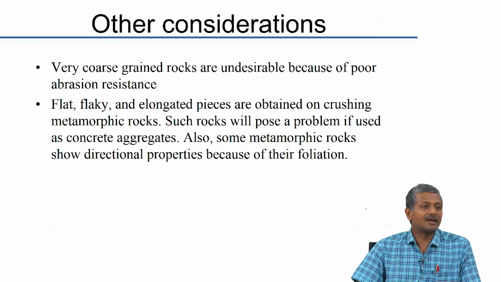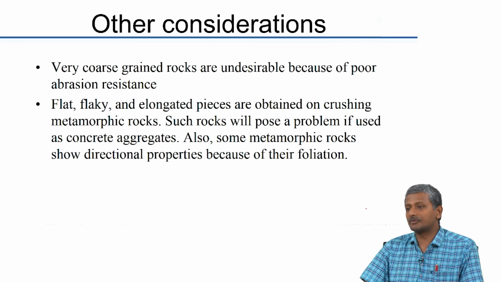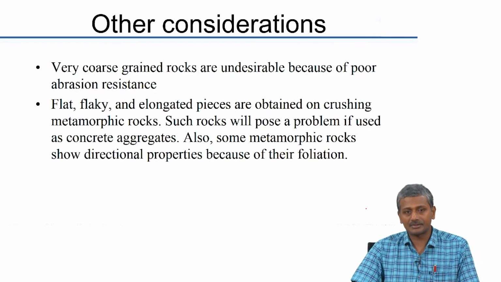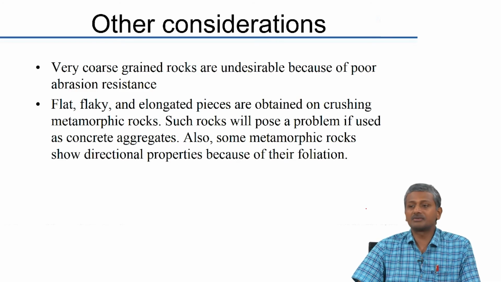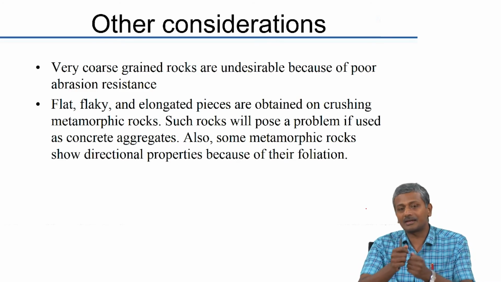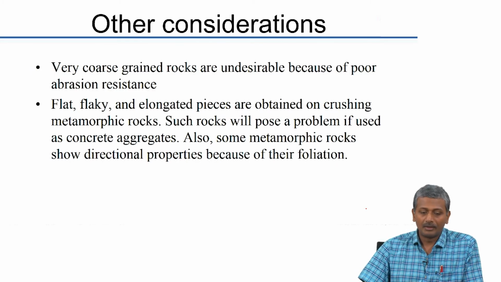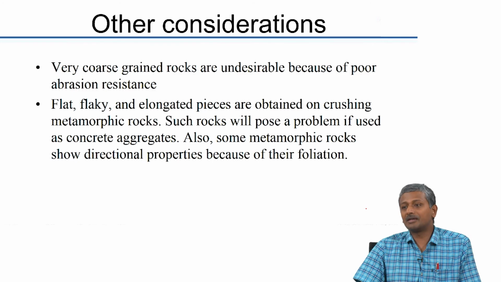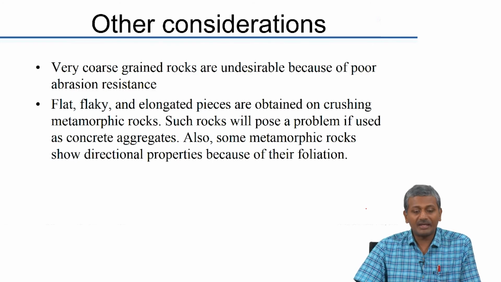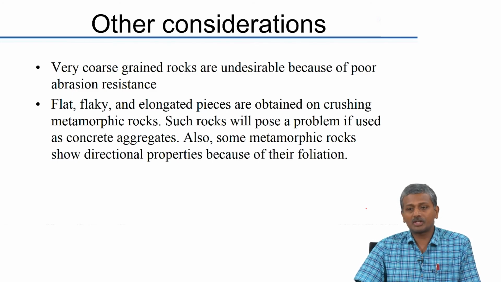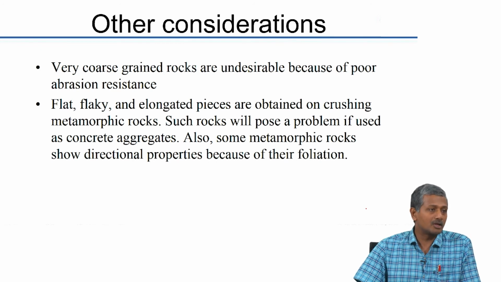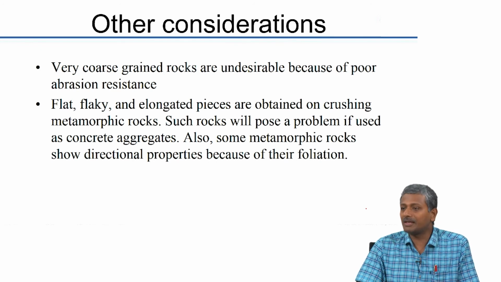Again, we talked about the fact that certain types of intrusive igneous rocks may have very large crystal sizes, which may render them having a very poor abrasion resistance, because these large crystals can get dislodged quite easily, especially when you have pegmatite based aggregate. Metamorphic rocks may end up having micaceous or flaky and elongated pieces. If you crush metamorphic rocks, you will end up with a lot of flaky and elongated pieces. And obviously, you know that flaky elongated pieces will lead to reduction in the workability and strength of the concrete.